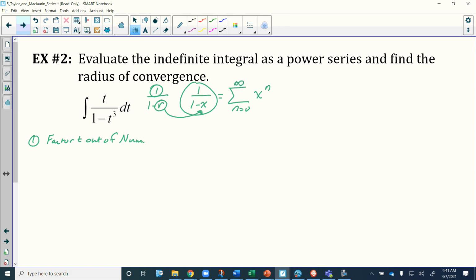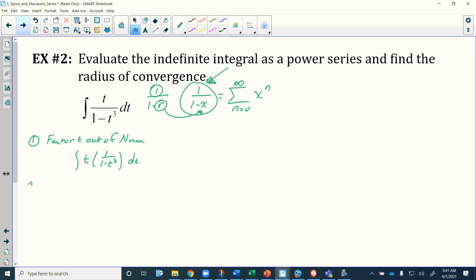That's why I'm going to factor the t out of the numerator, because I would like to have that top part to match this thing here. We want it to be a little bit more simple, so I'm going to factor out the t in the numerator and see what we end up with. So when I factor the t out of the numerator, I'm going to just say t times 1 over 1 minus t cubed dt.